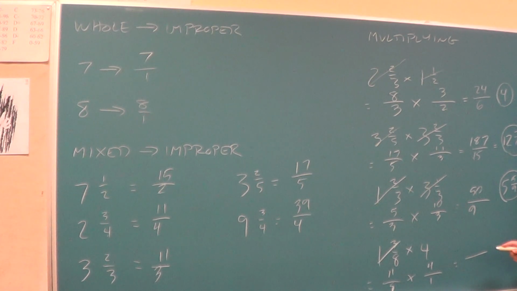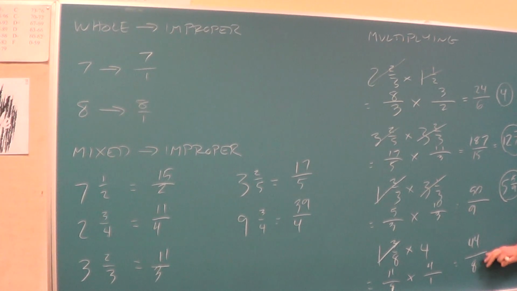Last one. Top. 44. 44. Bottom. 8. 8. That could go two different ways of being simplified. One thing is it's improper, so you could deal with that first. Another thing is it can be reduced.